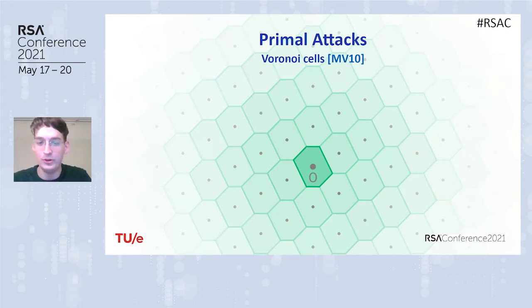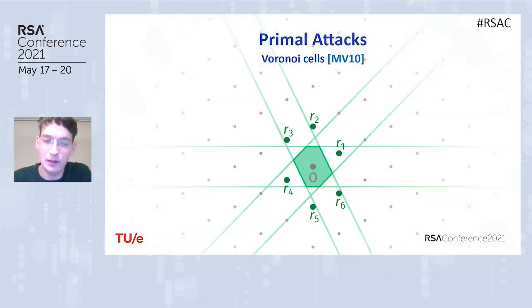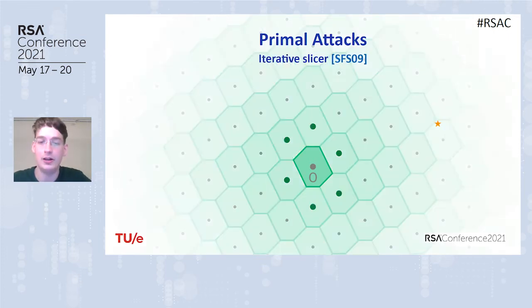But if you want to use these in high dimensions, the first question is, how do you actually store these Voronoi cells? You can implicitly store them by storing the relevant vectors, which are in this case vectors R1 to R6, which define the boundaries of the Voronoi cell of the origin. Then you can also use these relevant vectors to build an algorithm for solving the closest vector problem as follows. If we have a target T here, this orange star on the right, then the closest point is this orange point on the right, and it's in the cell here.